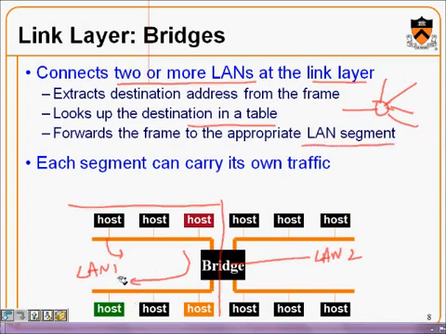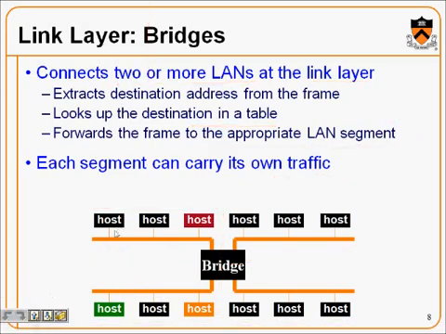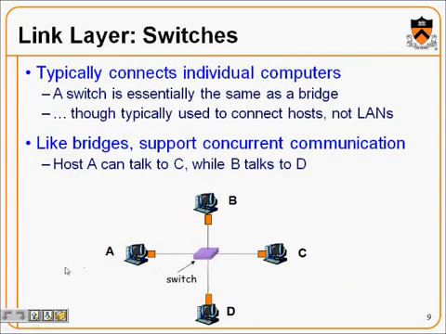When it knows the destination of a frame is here, it will not forward it to LAN 1. Only if the destination is there will it forward. Each segment can then carry its own traffic, and there is a lower probability of collision, because you are not forwarding packets to different LANs without checking whether the packet belongs there. So this is quite advantageous, because you are not having a lot of collisions.